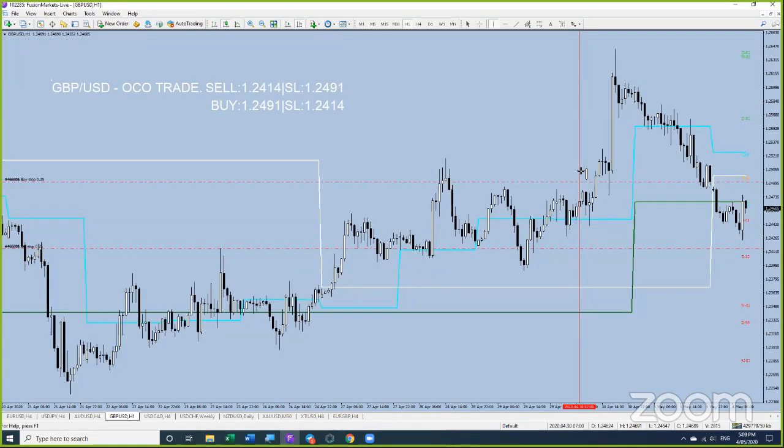What time have I got there? 7, 9. There it is. So there's the bar, but we've got the 3 bars prior to the London session, right? 3 1-hour bars. In this case, that's still inside this low. There's your high, that bar there. So we go 15 pips above that high for the long. We go 10 pips below the low of the range, which is this bar here, for the short.